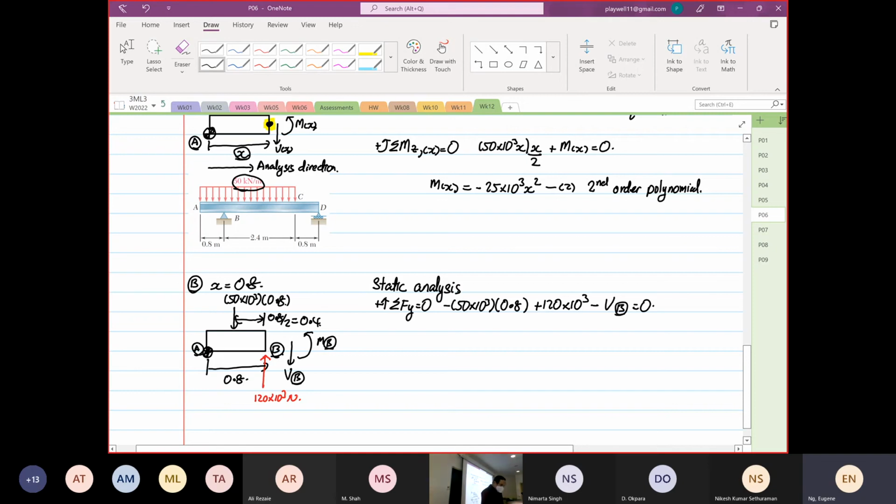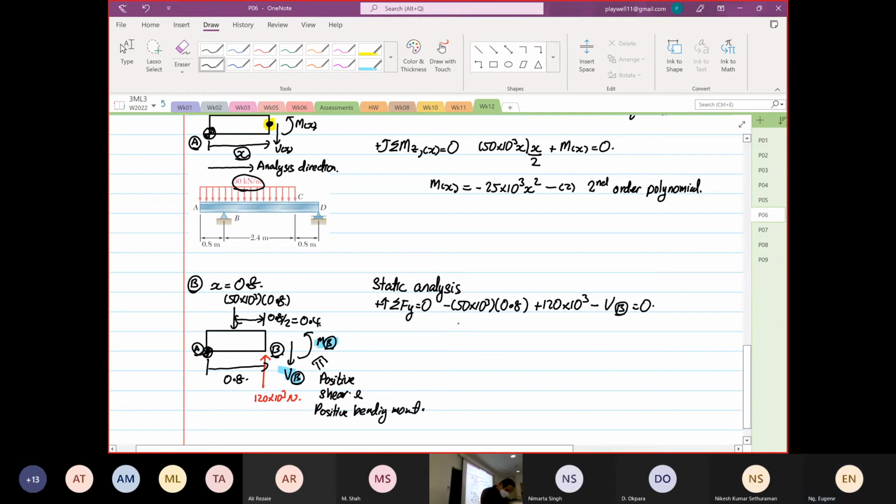Okay. Now, why this is coming down and why this is anti-clockwise is because we make the assumption what? Positive what? Shear and positive bending moment. Okay. We make the assumption because it's positive shear and positive bending moment.